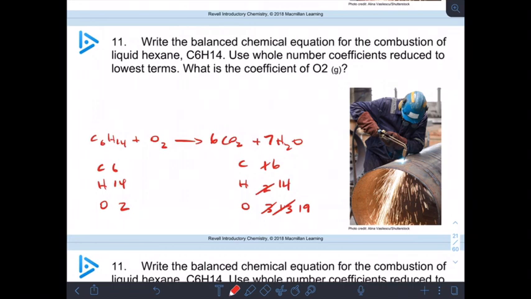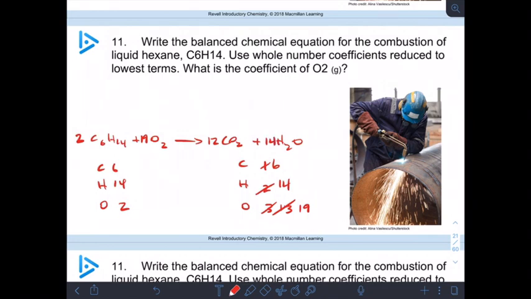The last thing to balance is the oxygens, and I'm going to use a nice little trick. If I have O2 and I write a fraction, 19 over 2, then that gives me the correct number of oxygens, but I can't leave it that way. So I'm going to multiply the whole thing by 2, and I'm going to erase a few things real quick so that I can put in the correct coefficients after I've multiplied. When I multiply everything, I'll get 2, 19, 12, and 14.